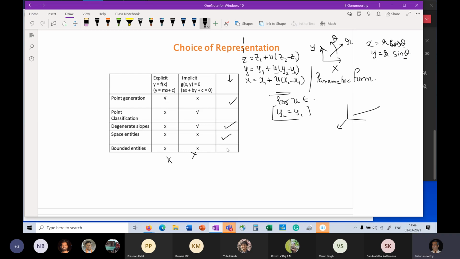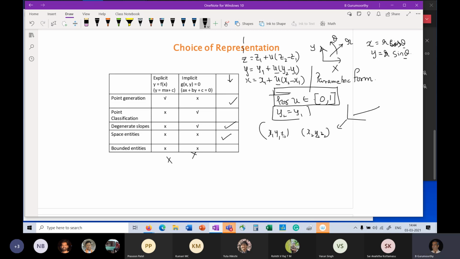Bounded entities. This is a very interesting requirement that we had, particularly from CAD, because we said that we are only interested in bounded entities. So how does this do? It turns out not bad at all. If we all agree that u, for all practical purposes in our world, will only go from 0 to 1, by protocol, then automatically your line segment that you have represented above goes from x1, y1, z1 to x2, y2, z2.